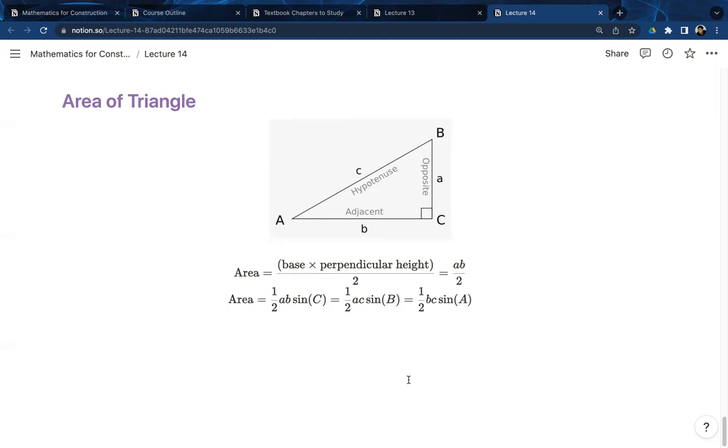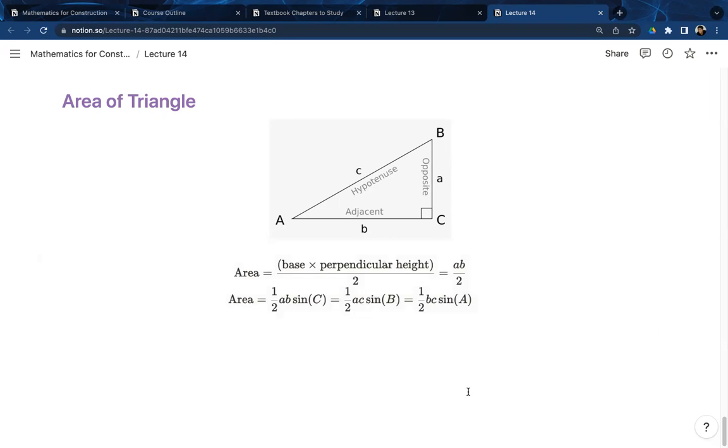But you have other formulas for the area of a triangle, right? I won't go into the proof of these things, but I have AB sine C, or I have AC sine B, or I have BC sine A. There's a pattern to it, you know. Wherever the angle is, that's always the sine. A half multiplied by two sides by a sine. If the angle is C, the sides are the other two, A and B. If the angle is B, the other two sides are AC. If the angle is A, the other two sides are BC, right?